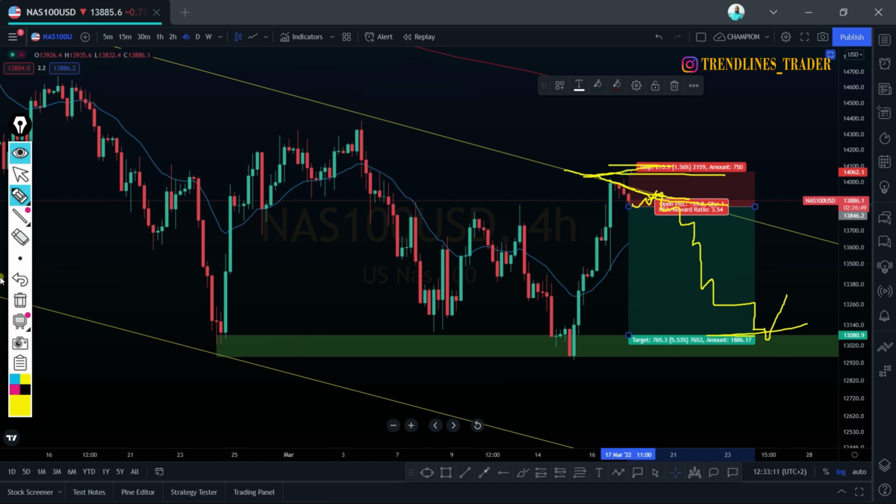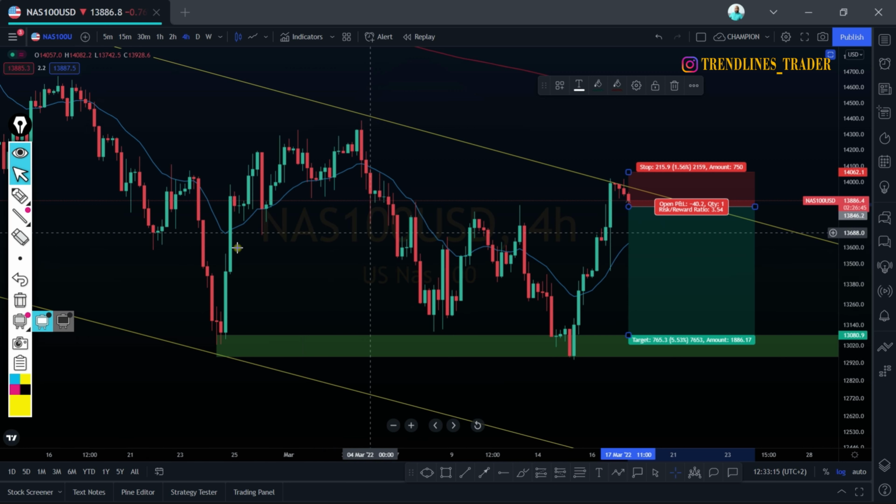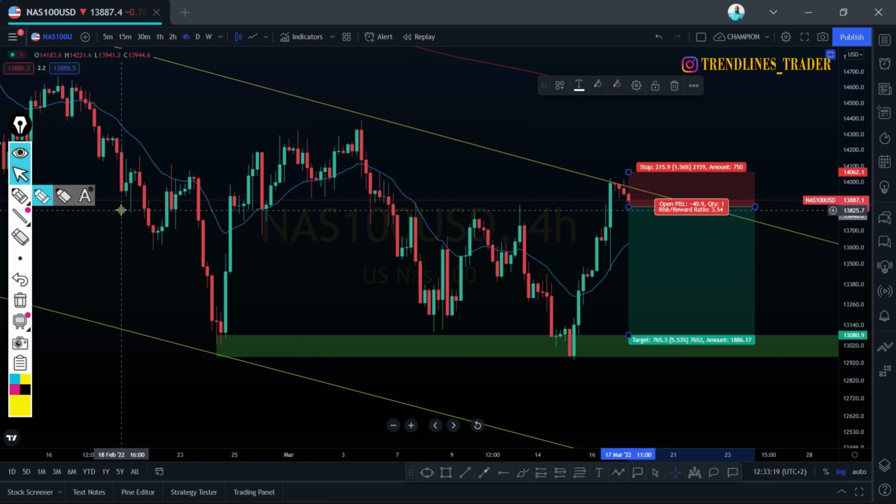So ladies and gentlemen, this is NASDAQ 100. Today I'm promising you nothing but bearish movements during the opening session.